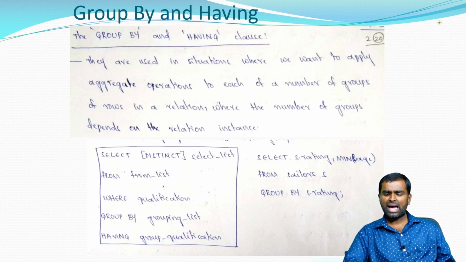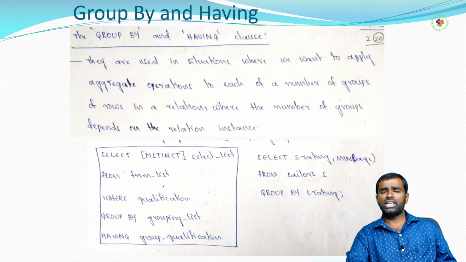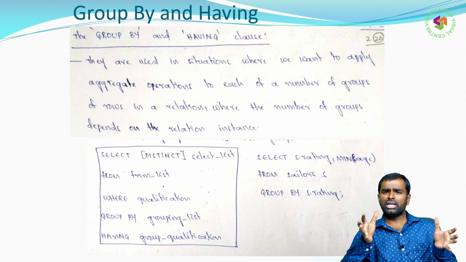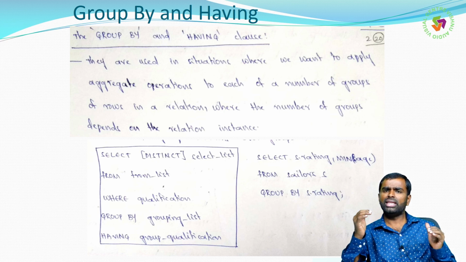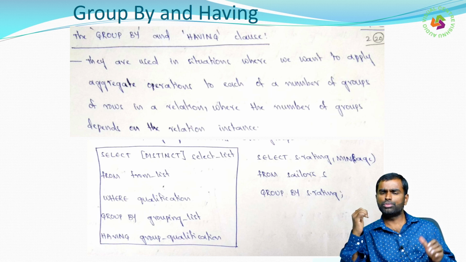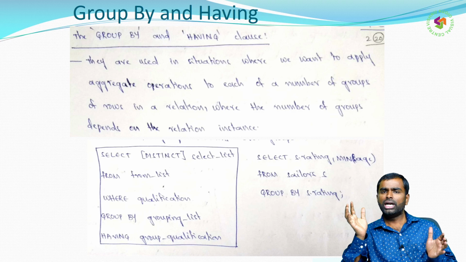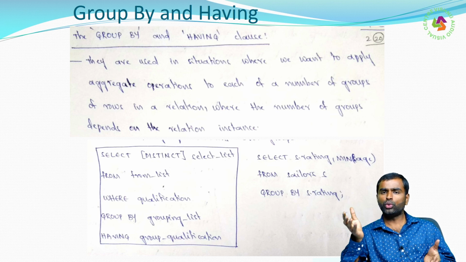These group by and having clauses are used in situations where you want to apply aggregate operations to each of a number of groups of the rows in a relation, where the number of groups depends on the relation instance. At any particular time, if you would like to divide the data into different groups based on some column, for example students, you can divide them into two groups, male and female, based on the gender column.